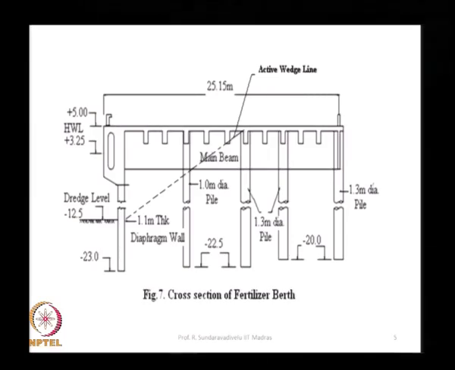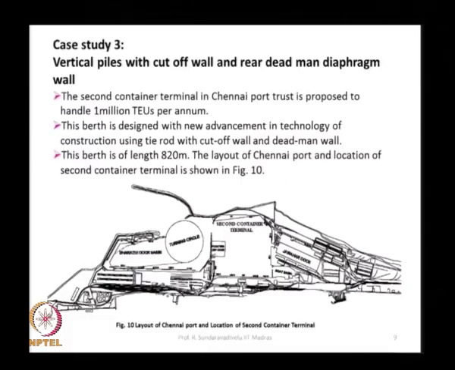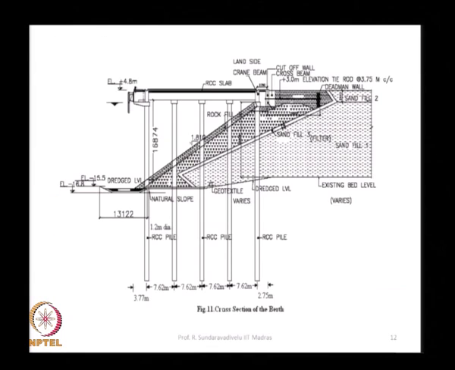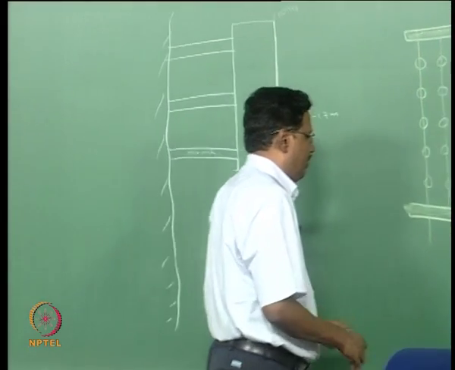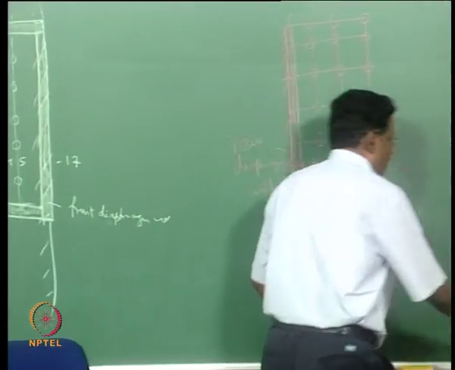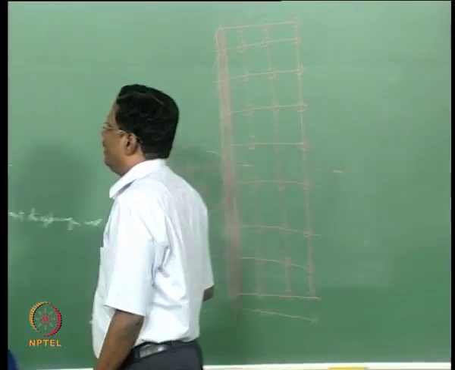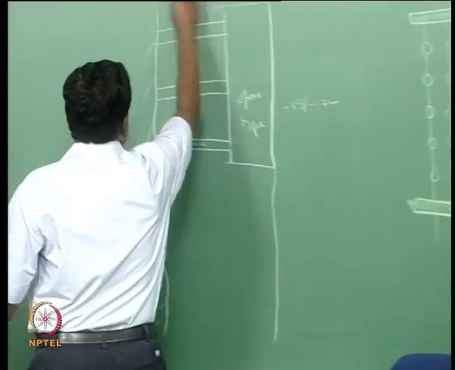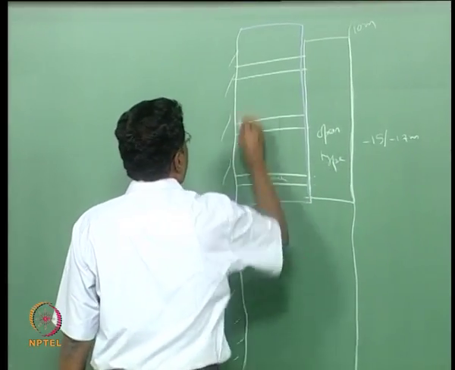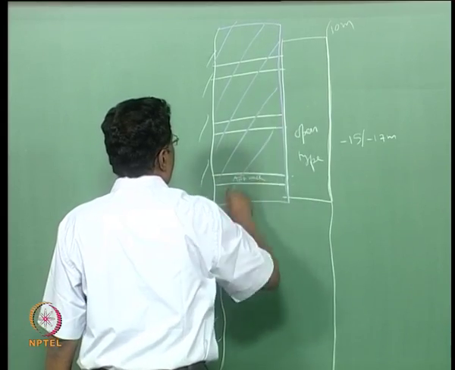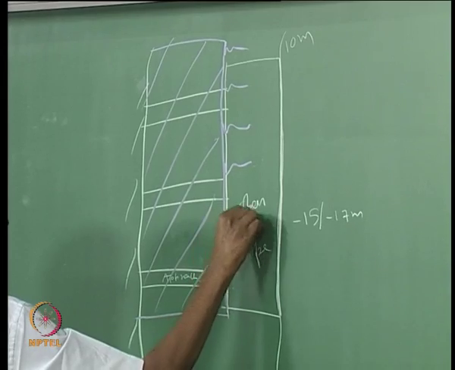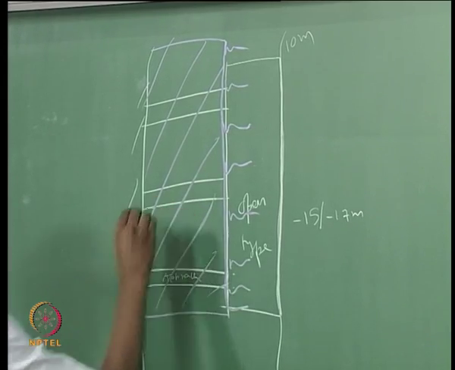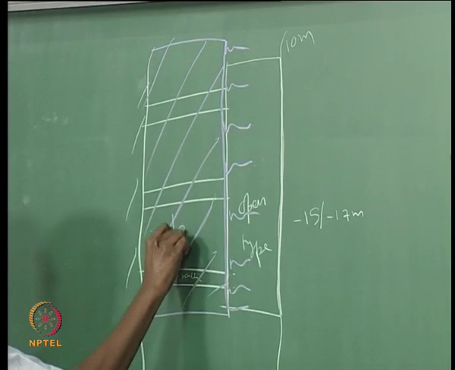There is one more structure which is in between these two, which is recently done. This is the type of structure. In this type of structure what we are doing is we are filling this area with a slope, so that this will be used for, this is the reclaimed area, reclamation is carried out.